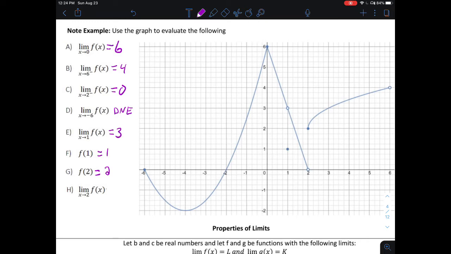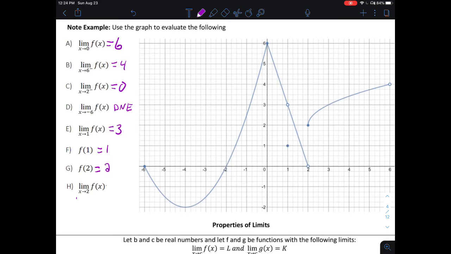And lastly, we go to H. At H, we want to find the limit as x approaches 2, and that's a two-sided limit because it doesn't have a sign indicator. So I have to look at the left and the right-hand sides. I'm actually going to write this out. I'm going to find the limit as x approaches 2 from the left, which we already did, and then find the limit as x approaches 2 from the right.